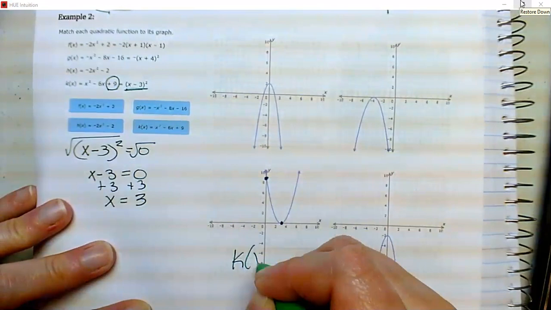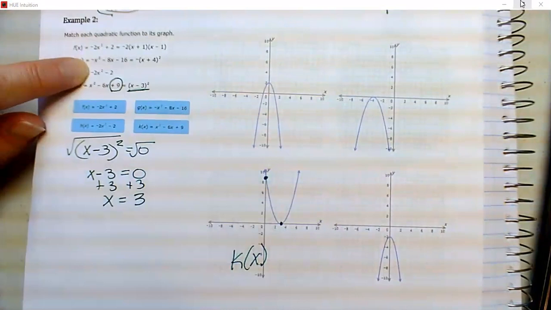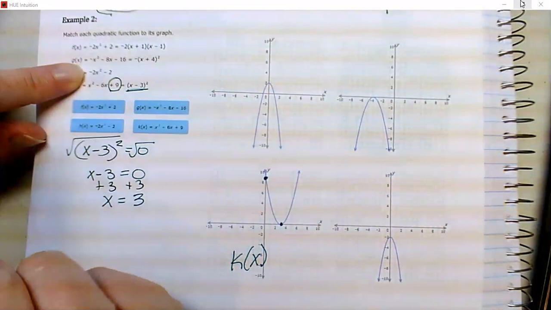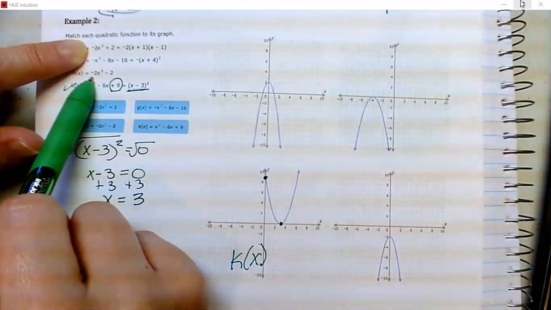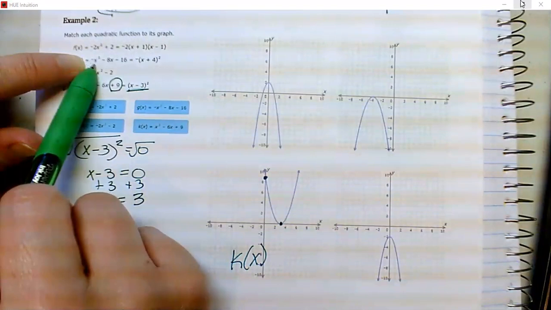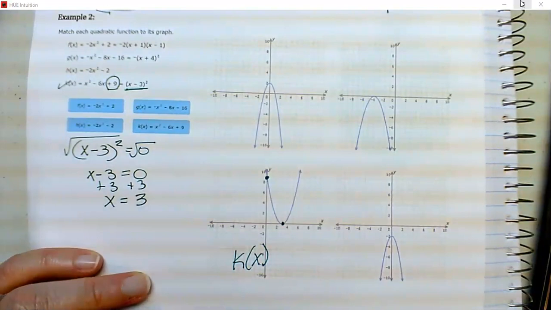I'm just going to put k of x right there. Okay, so we've narrowed it down to k of x. We've used this one. The other ones all have negative signs for a, so they all open down, okay? Let's see if we can figure out any other ones by process of elimination. So I've got a negative 2 here, a negative 1, and a negative 2. Well, the ones that have negative 2s, think about it, a is greater than 1, that's going to be a vertical stretch, okay? The one where a is negative 1, that one's going to be the same size as the parent function. So out of the 3 that are left, 2 of them have been stretched vertically, and only 1 is the same size as the parent function, right?